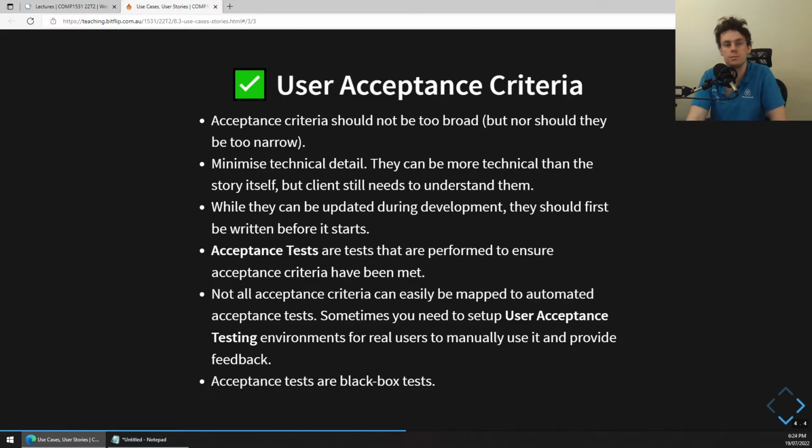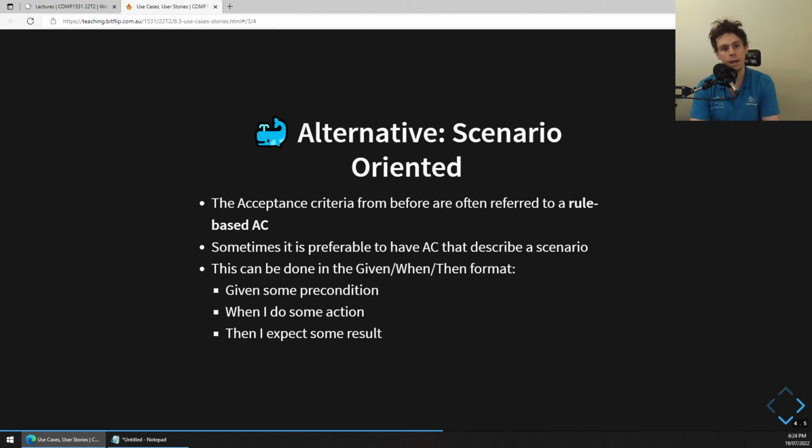So if you imagine your major project, at the end of your major project, you might have some acceptance criteria based on the original requirements that say something like, I should be able to register and log in with the same credentials, and I should be able to create a channel and invite my friends. They might be some examples of user acceptance criteria, depending on what your requirements are.